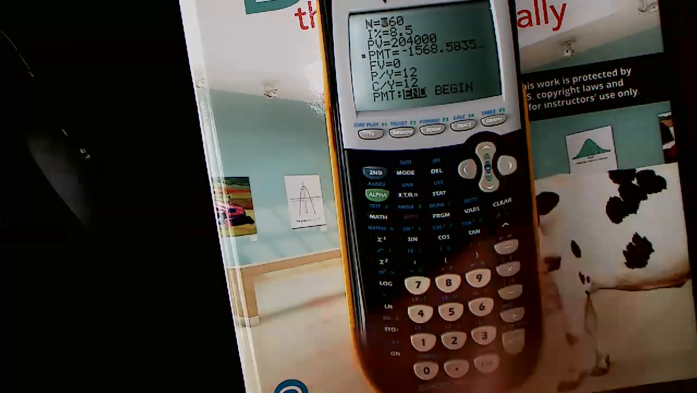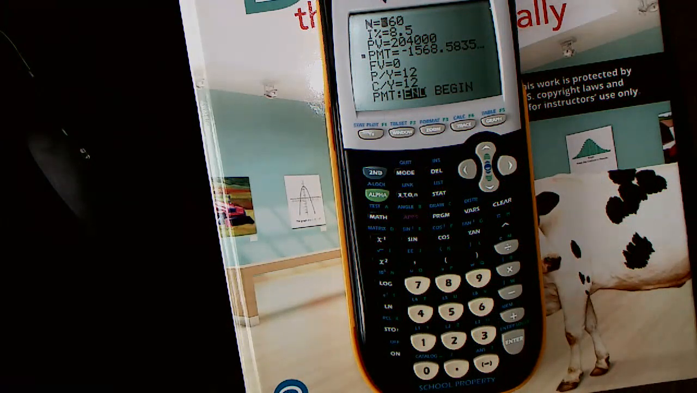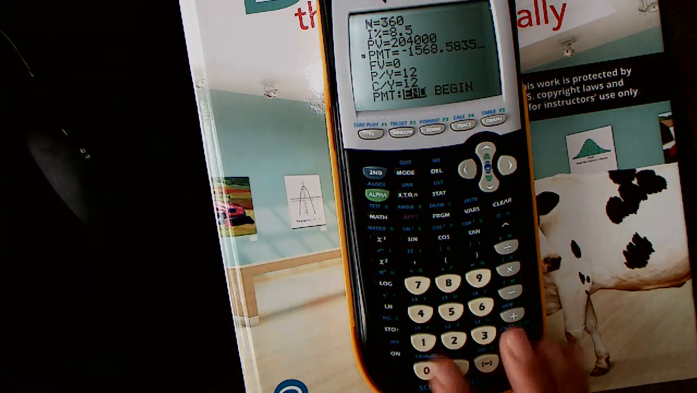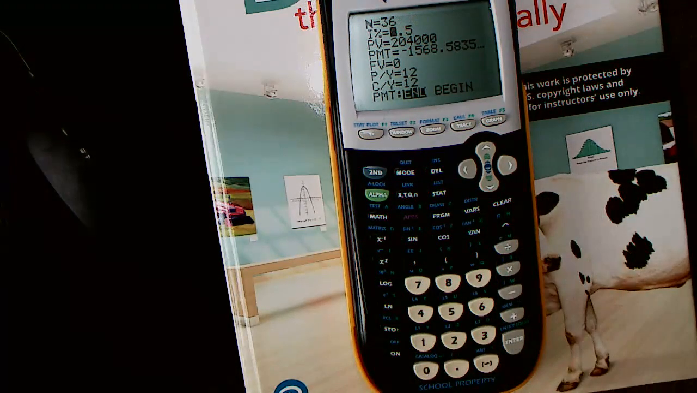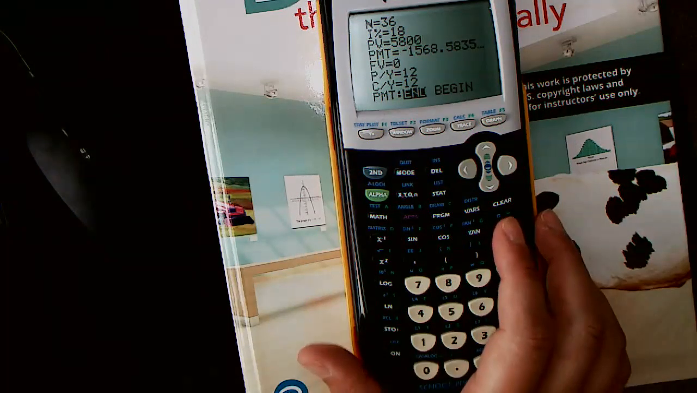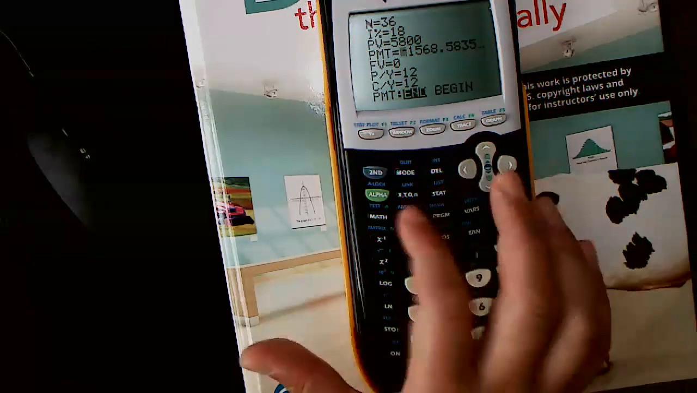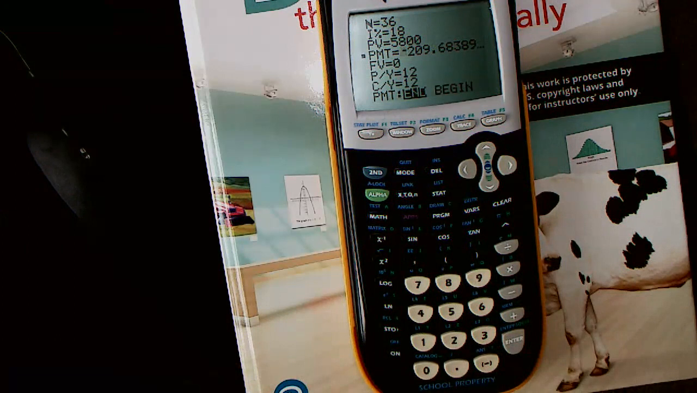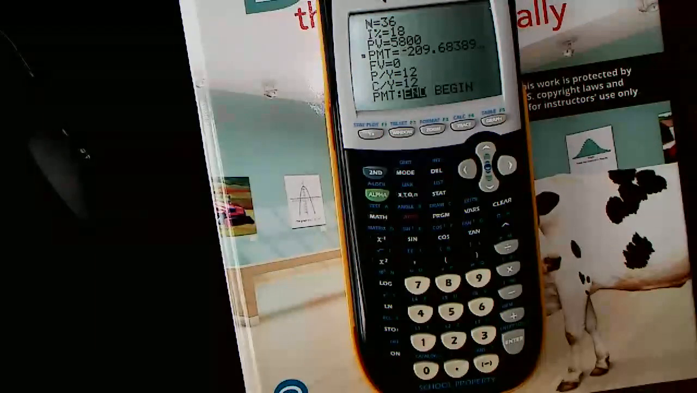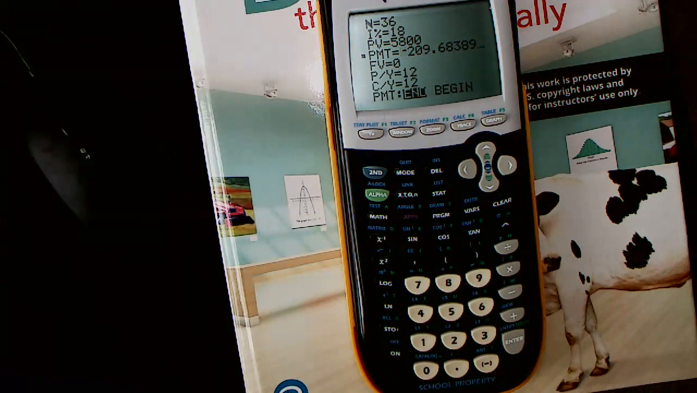Okay, so how many years do you want to pay back? You want to pay the balance back over 3 years, so monthly, 12 times 3, 36. And annual interest rate, 18%, very high. Present value is the money you want to pay off over the 3 years, 5,800. Future value is 0, 12, 12, and okay, payment. Double check, 3 years, and the balance is 5,800. Annual interest rate 18%, 0, 12, 12. Okay, 209.68. Let me write it down.